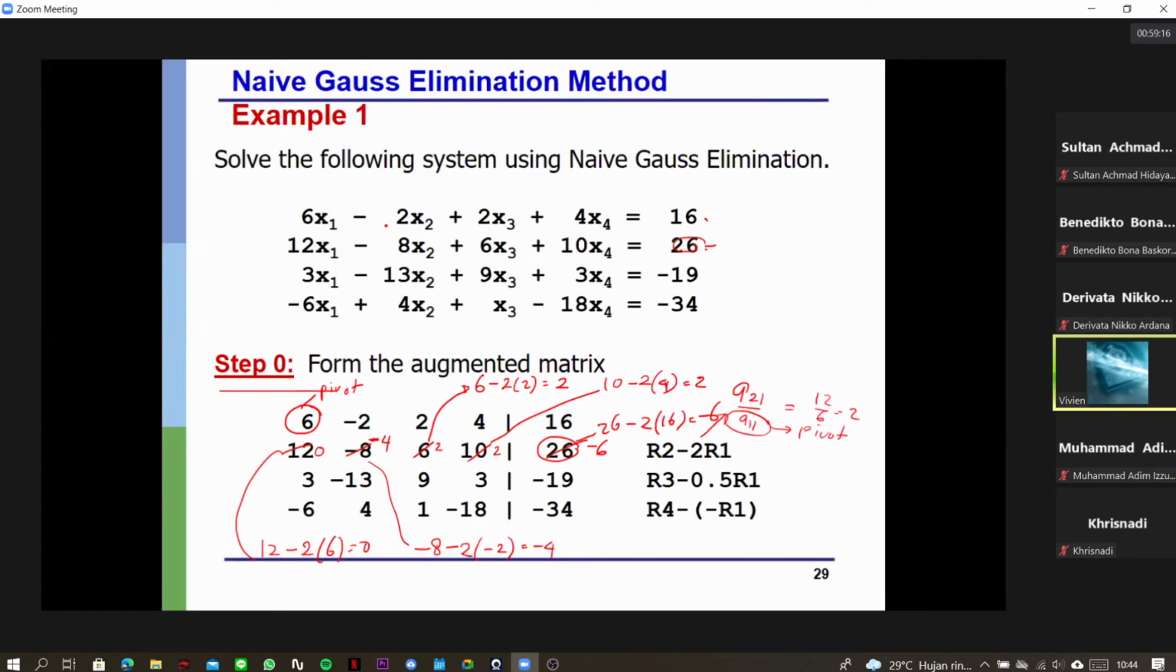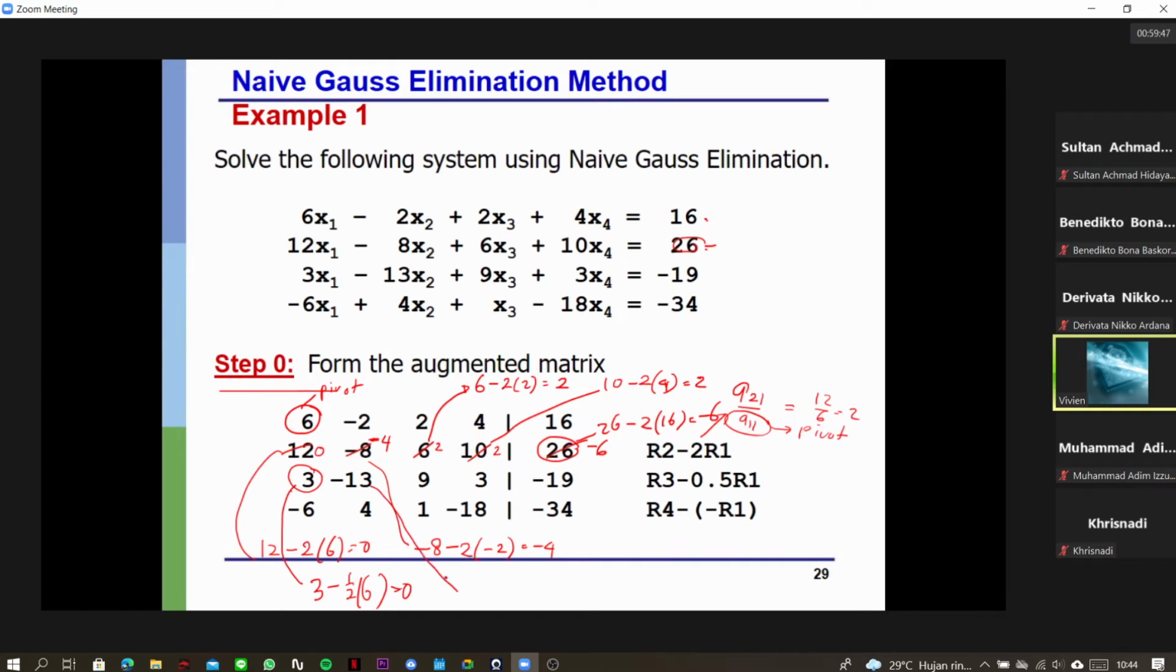Now we need to continue to the third row, and we want to make that 3 into 0. To do that, we subtract the first row with a coefficient that is the value itself divided by the pivot. The value is 3 divided by 6, so that will be half of the first row's value 6, which makes this 0.